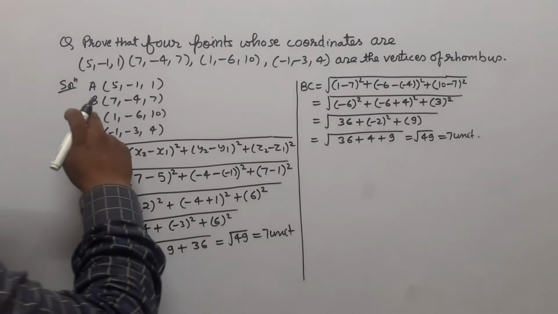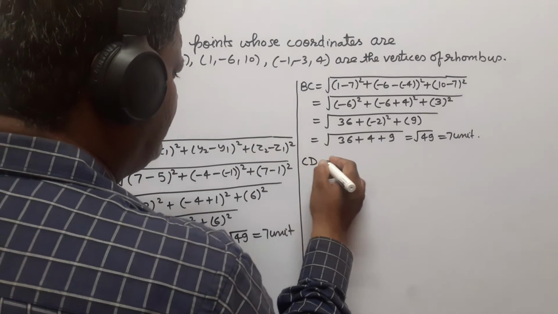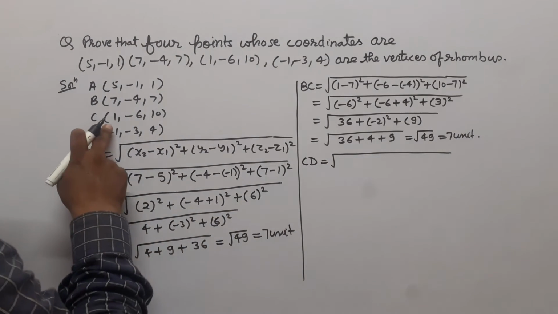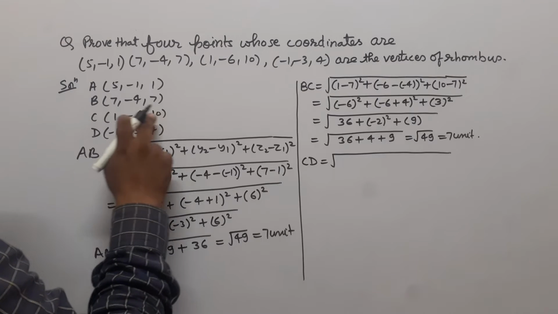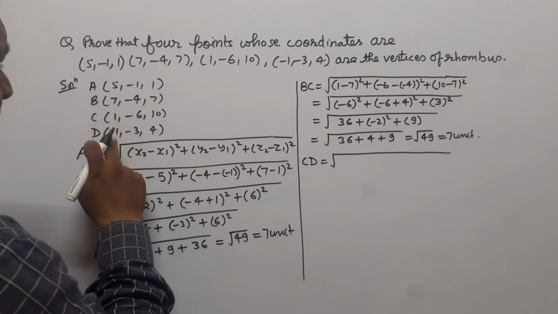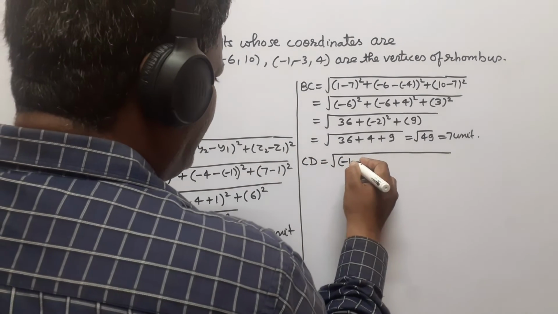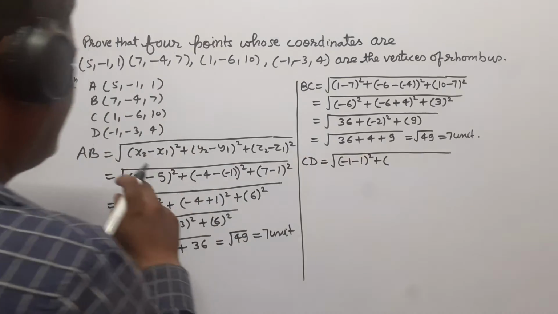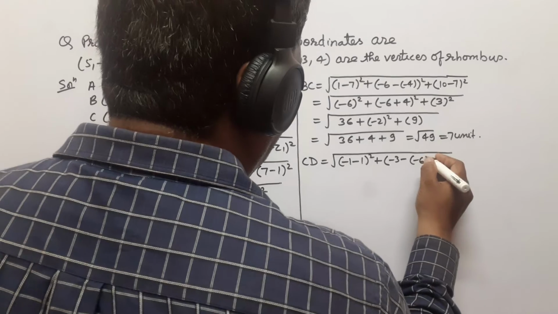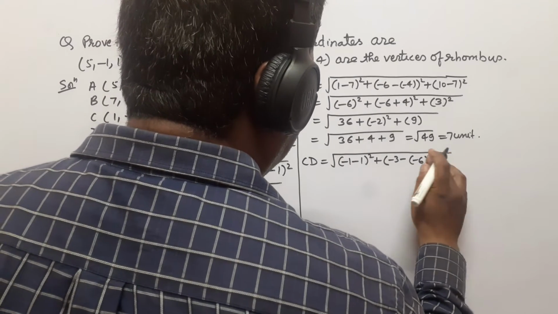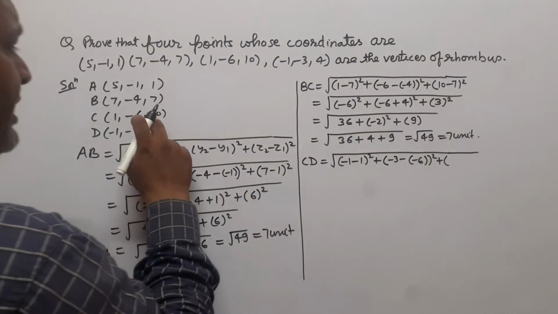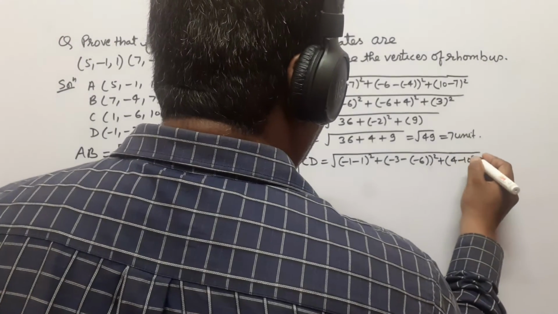Now we find the distance between points C and D. So CD is equal to the root of, here (x1, y1, z1) is the point C, and (x2, y2, z2) is the point D. So x2 minus x1, that is minus 1 minus 1, whole square, plus y2 minus y1, that is minus 3 minus 6 whole square, plus z2 minus z1, that is 4 minus 10 whole square.